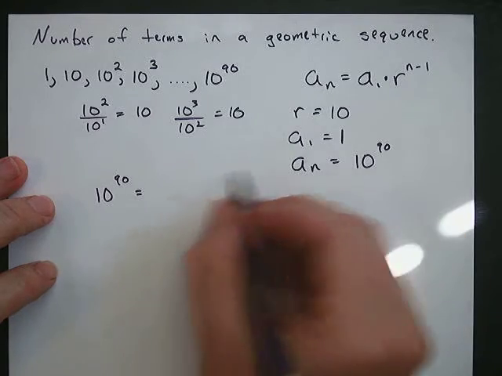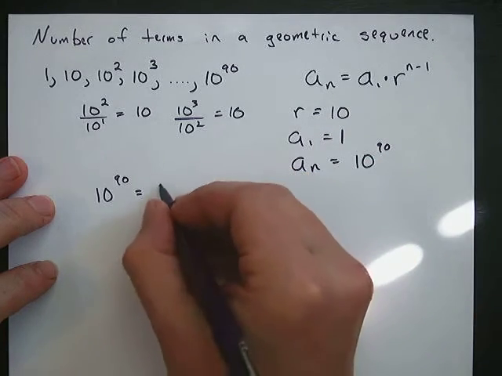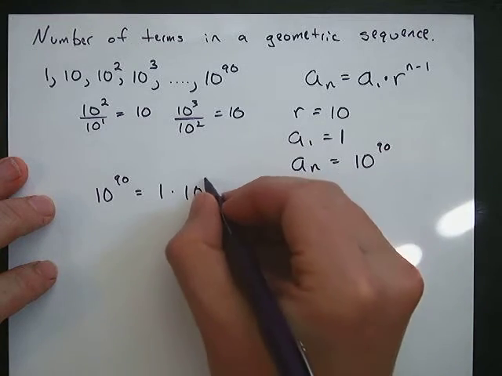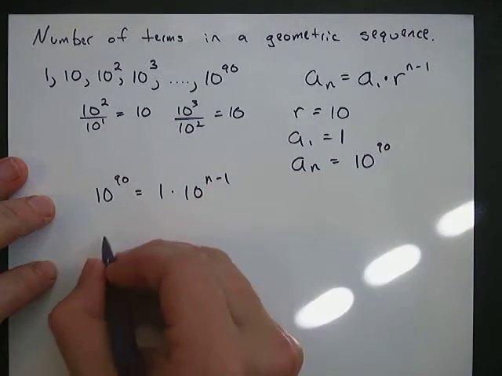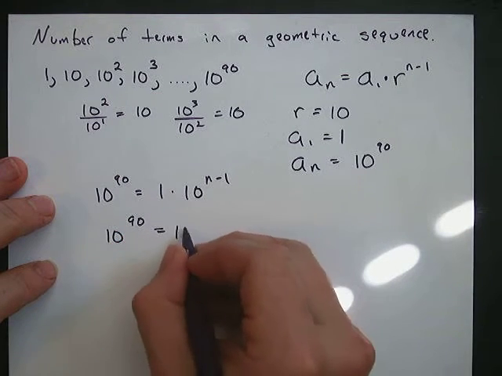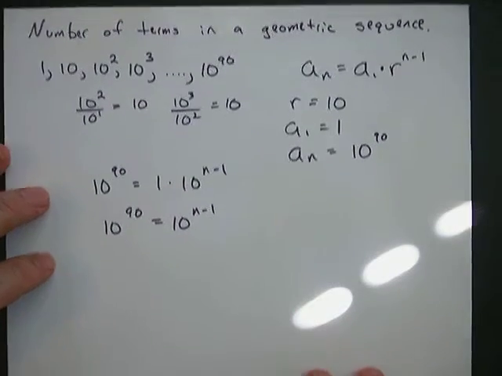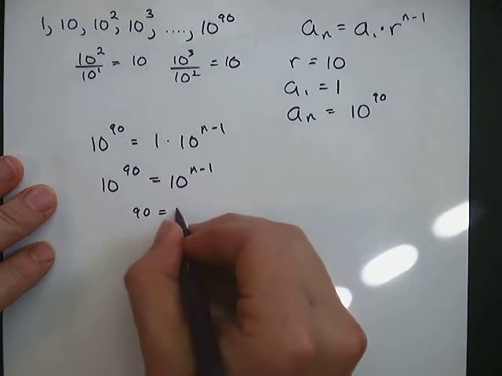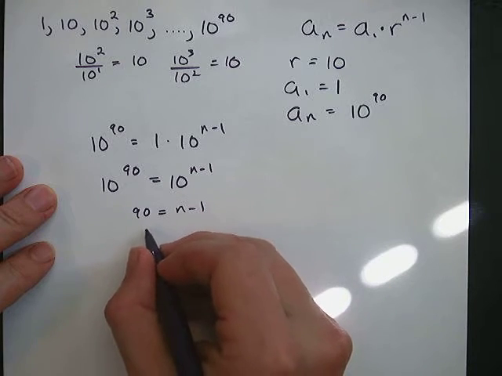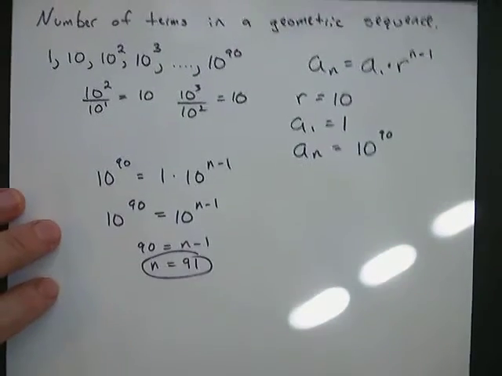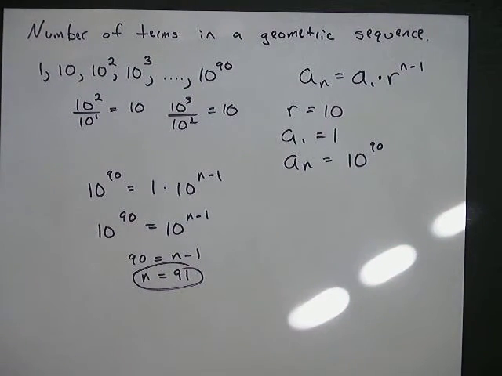So I have 10 to the 90 equals a sub 1, which is 1, times r, which is 10, to the n minus 1. So 10 to the 90 equals 10 to the n minus 1. Since they have the same base, you can set the exponents equal to each other, and that will give us n is equal to 91. So how many terms are in this geometric sequence? There are 91.